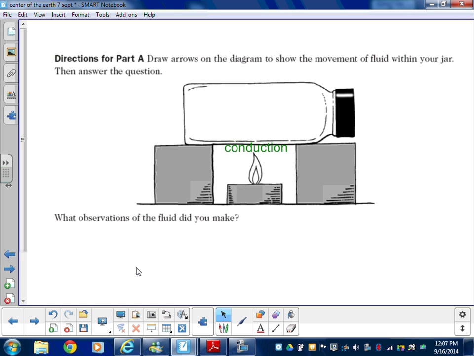But what I want you to do, you should have room on one of your worksheets where you can draw a picture of this. Okay? On one of your worksheets or in your notes, draw this setup, and we'll talk in a minute about what happens.